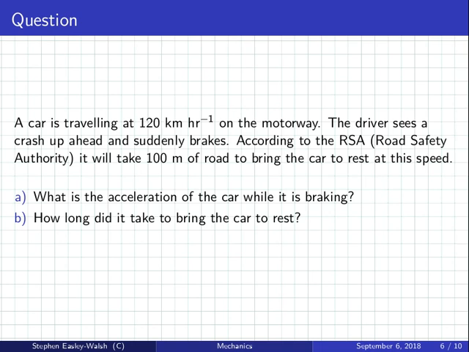Sorry, Kim, you had a question? Go ahead. What does it mean? It means if you're traveling 120 kilometers per hour, it will take you 100 meters to stop if you put your foot on the brake. So if you're driving and put your foot on the brake, it'll take you 100 meters before you stop. So that's what it means, bring the car to rest at this speed.